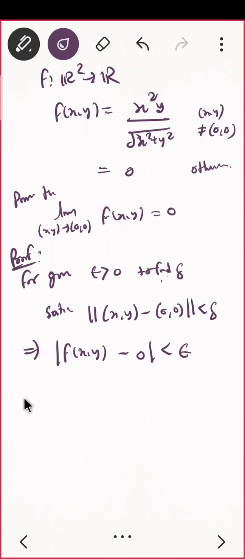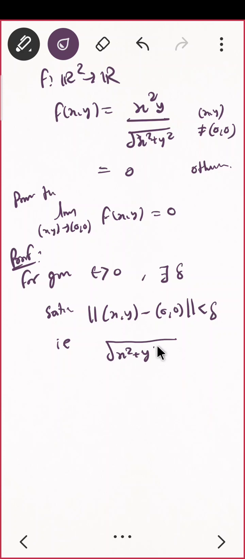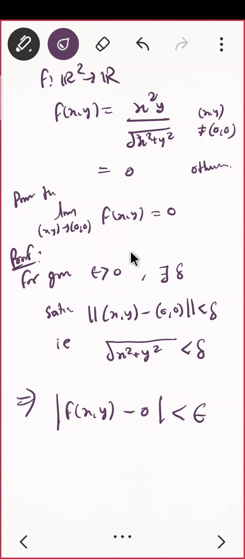Now shall we start the consideration part? Or let us just simplify this thing first. Norm of (x, y), or just wait a second. I'll write this one first. What do you mean by norm? That means square root of x square plus y square is less than delta. This is what you are having. What should this imply? This implies that f of x comma y minus 0 must be less than epsilon. This is what you want to prove. And here you want to write to find. Correct? So shall we go ahead now?